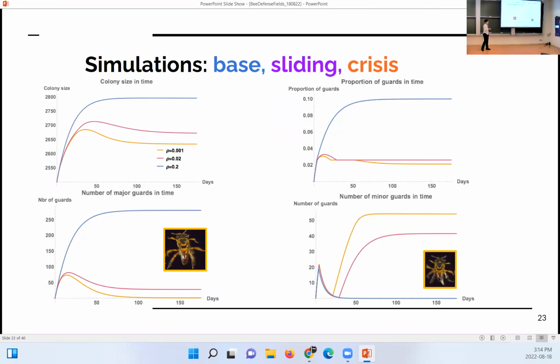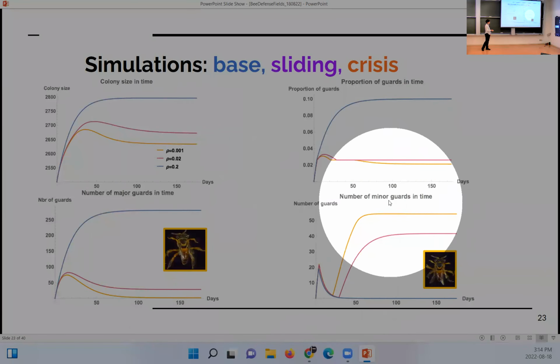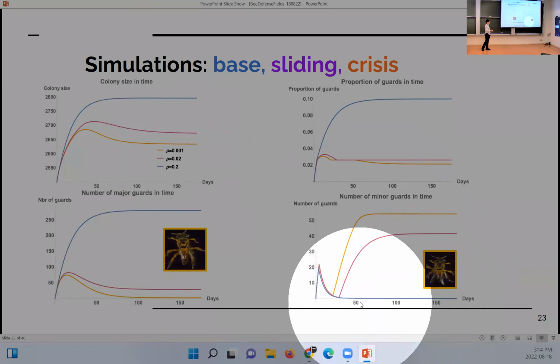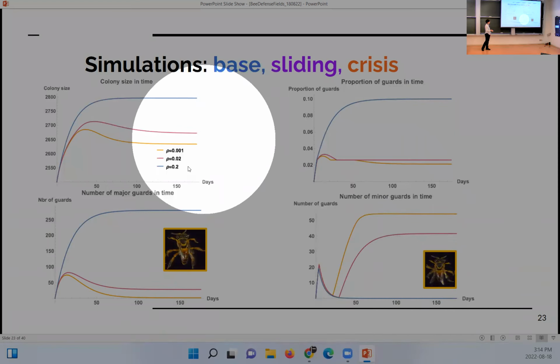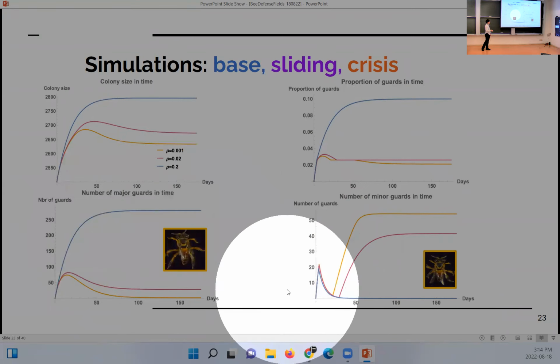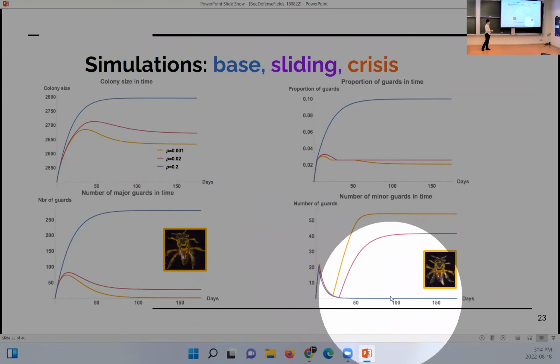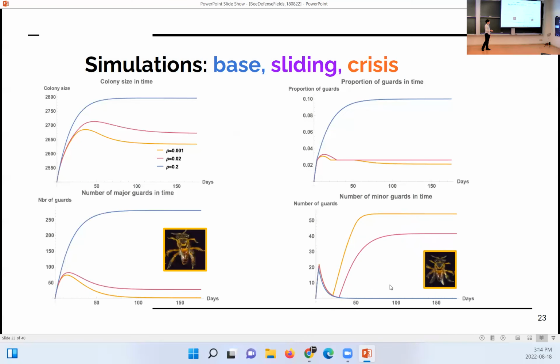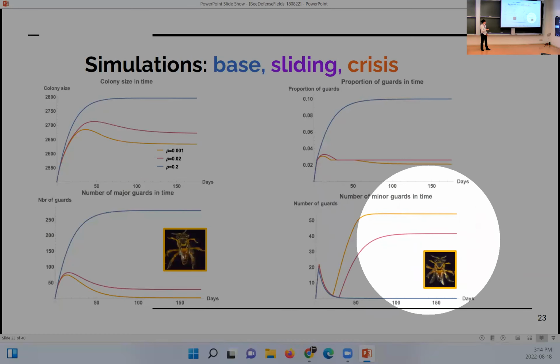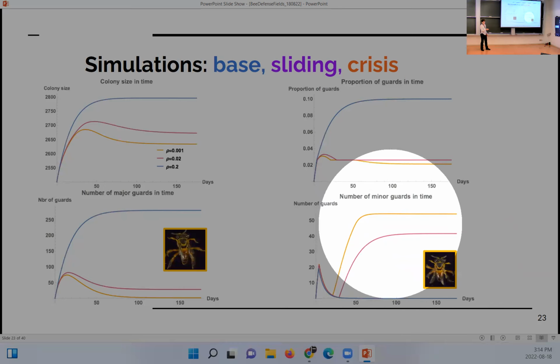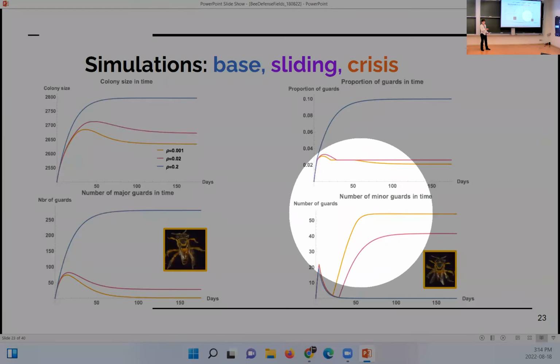So these are just simulations to illustrate how this sliding and crisis and non-crisis dynamics look like in time. So the blue lines will be the base case, so no replacement is happening, and that's evident right here. So the minor guards are just 0, so they might be necessary at some point, but the colony is producing its own major guards, and that's enough to supply for the guard demand. So there's no minor guards. But you see, both in the pseudo-equilibria and the crisis dynamics, we have a persistent population of minor guards over time, and the equilibrium includes those, and we don't usually observe that in wild colonies.